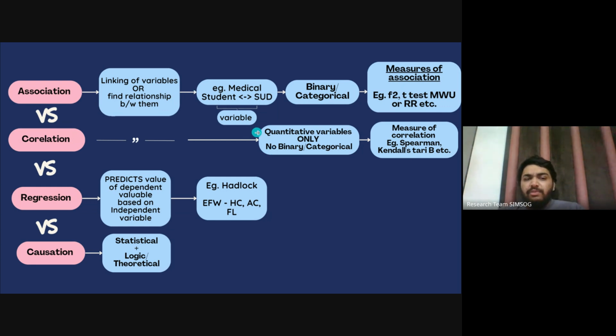Now we will come shortly to how to choose a particular test. But essentially the difference between association and correlation is that correlation can be done only for quantitative variables, and the second thing is that we can understand the strength of the relation between the two. In association we can just find out whether the relation is merely by chance or not. A higher chi-square value won't tell you whether the association is stronger or not.